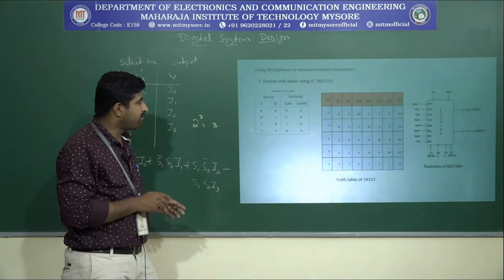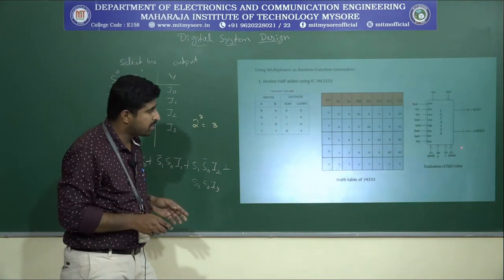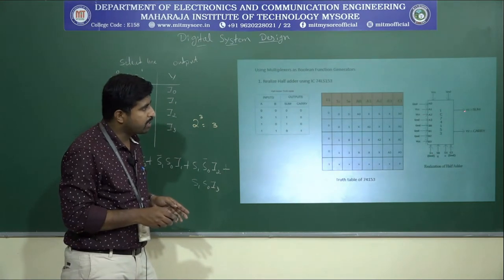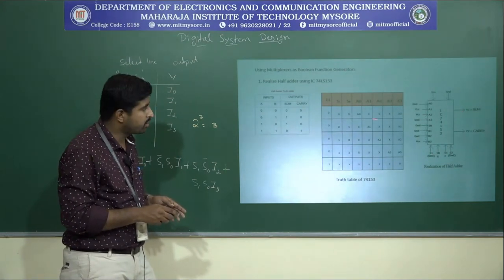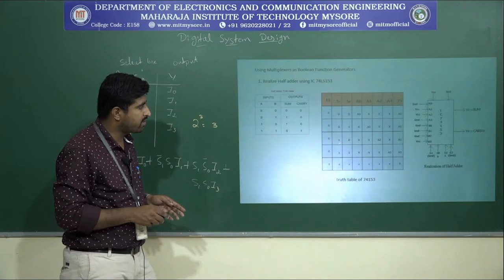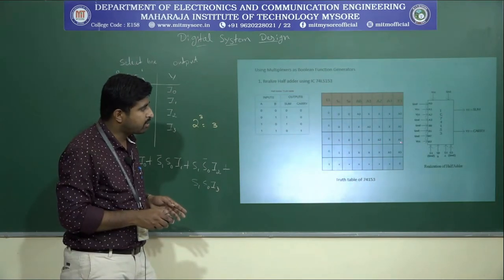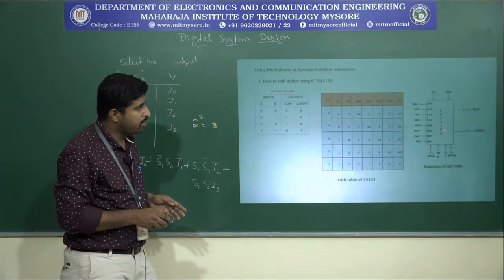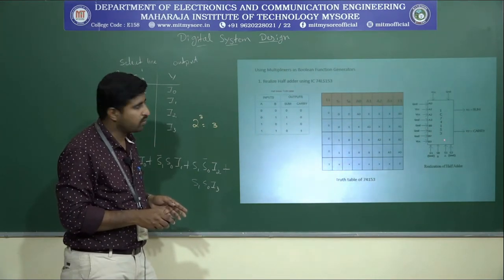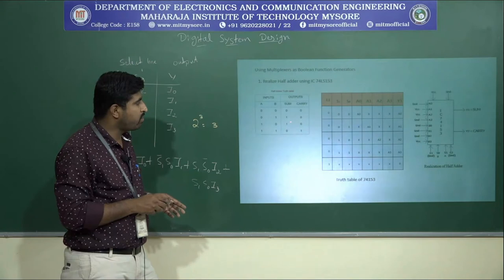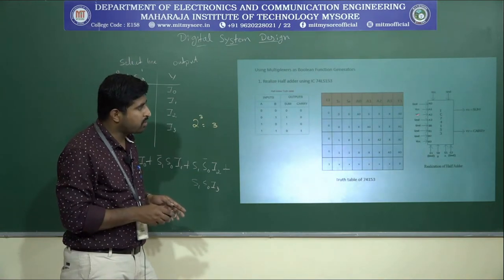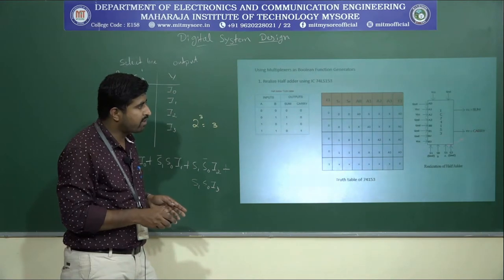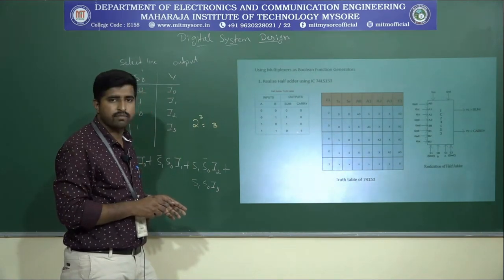Similarly, when the input is 1 0, that means a equals 1 and b equals 0, a2 will be connected to y1, because according to this table we know that when the input is 1 0, a2 will be connected to the output. So a2 will be connected to y1. Similarly, b2 will be connected to y2. So what is the output we need? 1 0. So let's make a2 equal to 1 and b2 equal to 0, so that the sum and carry reflect the output we have.